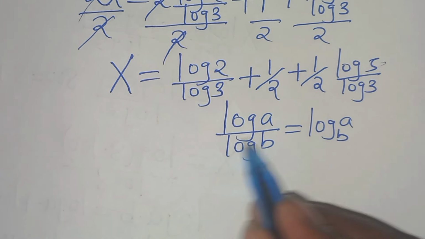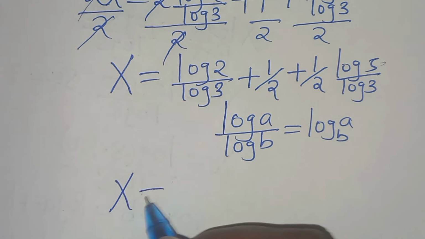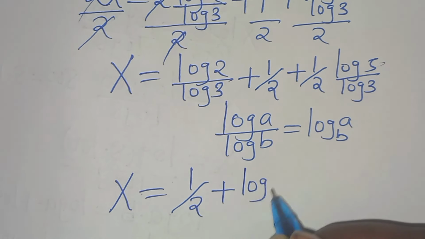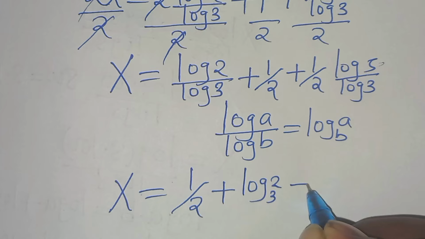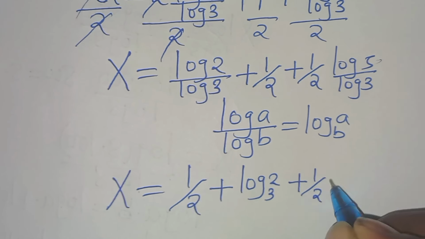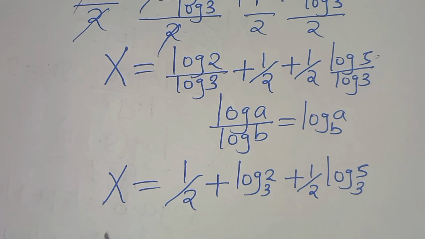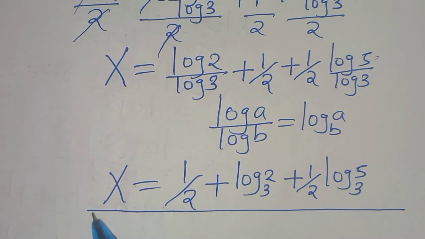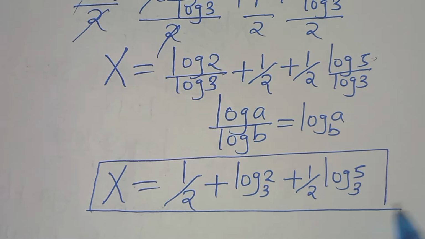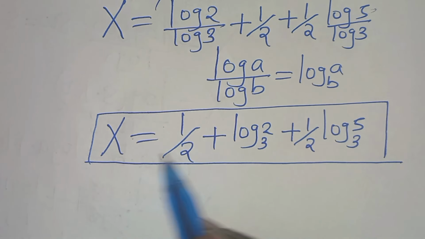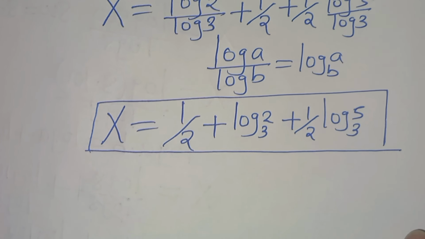Now, applying this logarithm property, we have x is equal to half plus log 2 to base 3, then plus half log 5 to base 3. Now, this is the value of x. The next step from here is to verify that this value of x satisfies the equation.